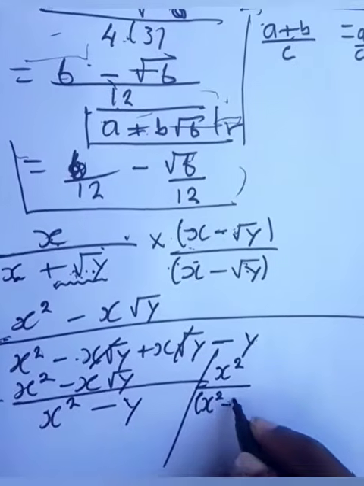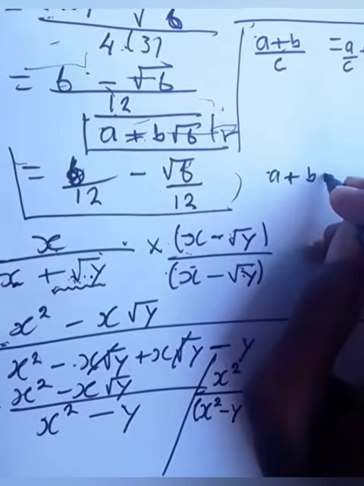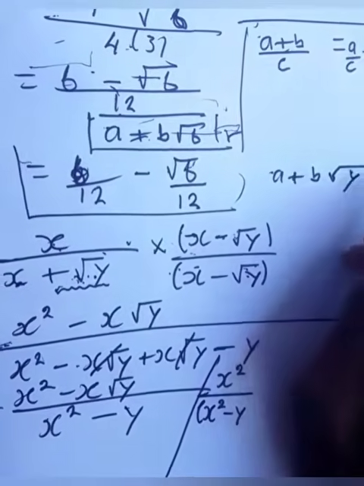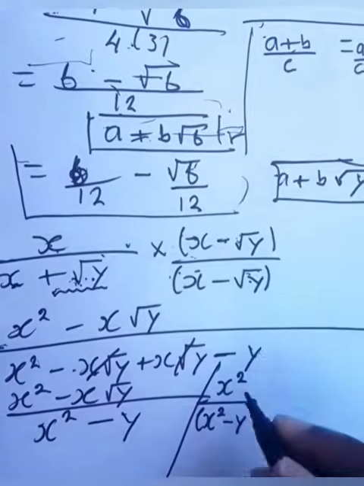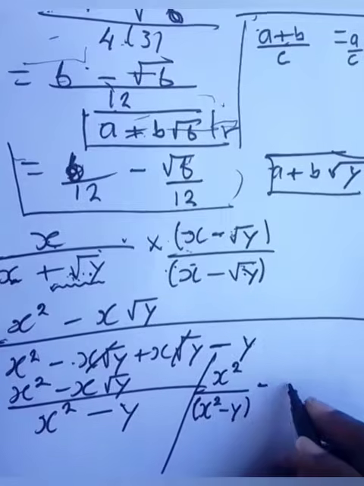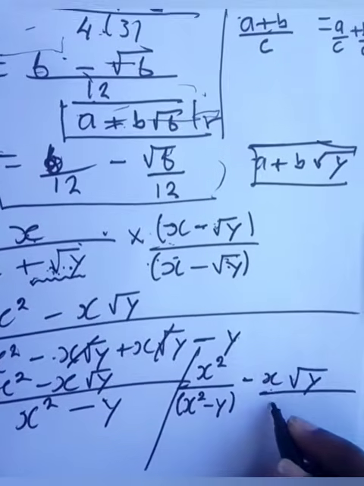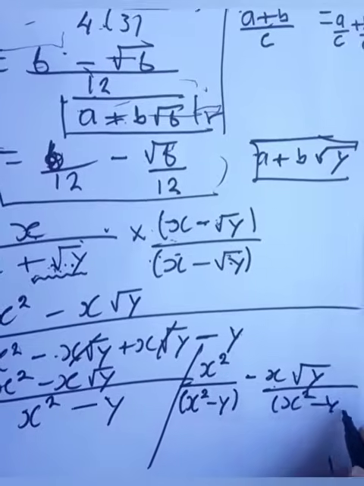But if they told you to live in the format of a plus b square root of y, it will look like this: x power 2 minus xy over x power 2 minus y.